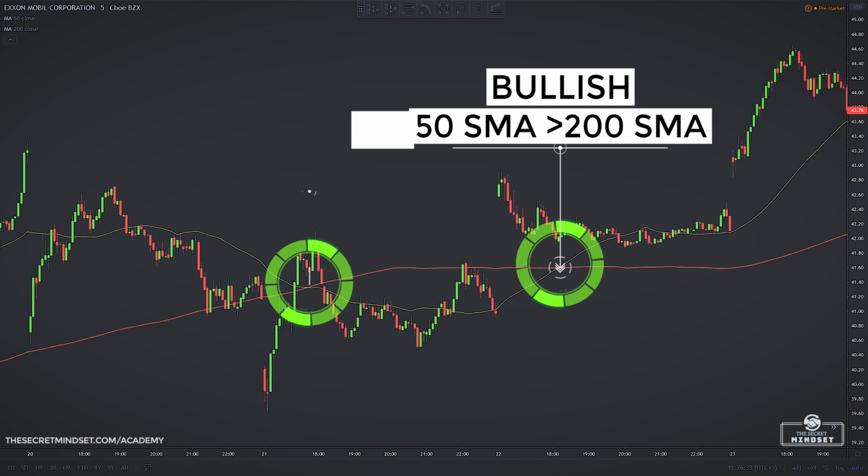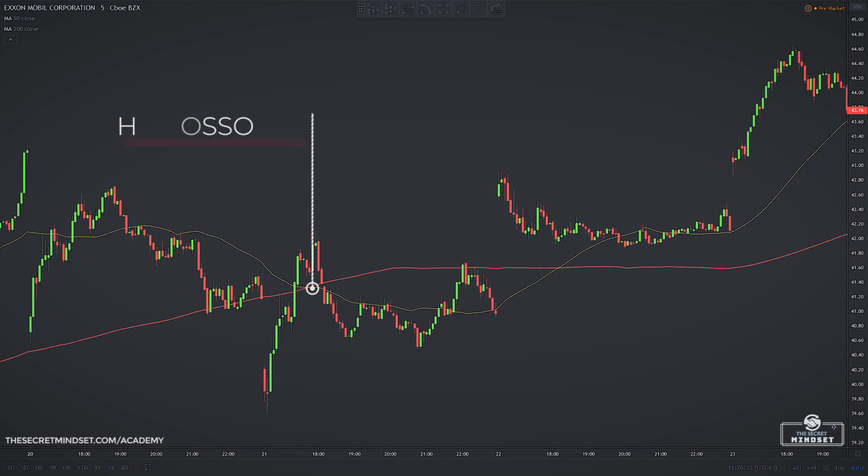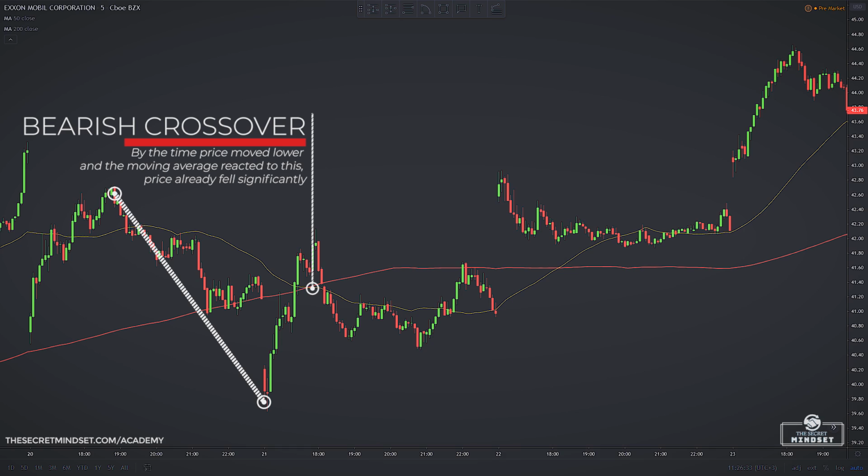In this chart, notice that the signals generated by the bullish and bearish crossovers of the two moving averages occur very late. In the first signal, for example, if you enter short after the bearish signal, it would be a losing trade. This is because by the time price moved lower and the moving average reacted to this, price had already fallen significantly and started to pull back higher.